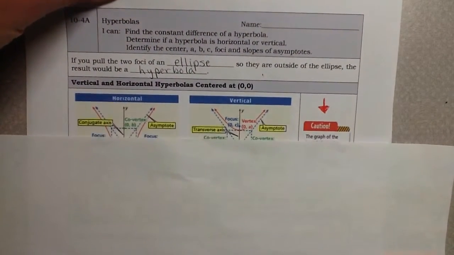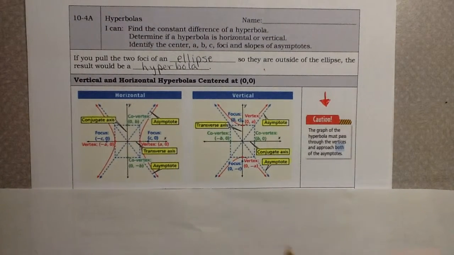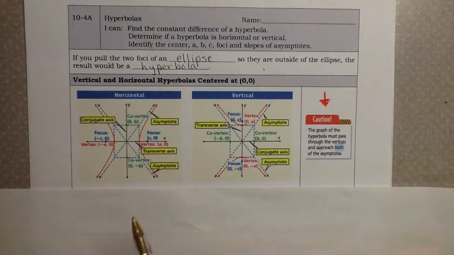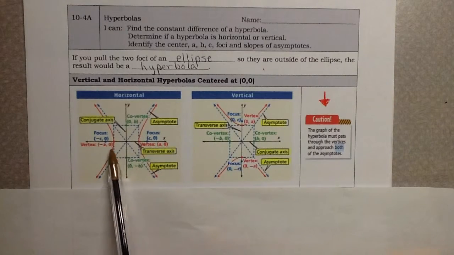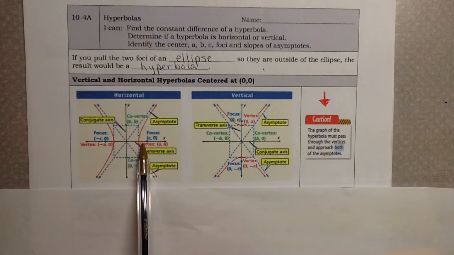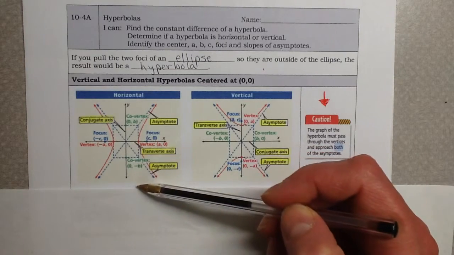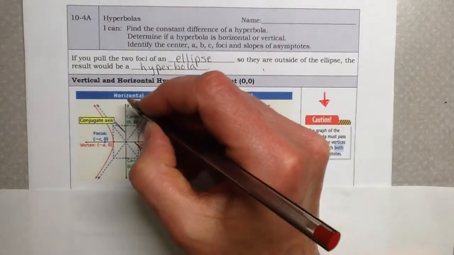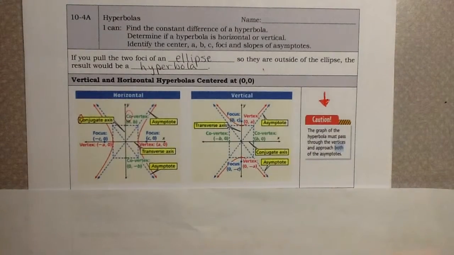Now these are vertical and horizontal hyperbolas that are centered at 0, 0. Now I've highlighted in yellow some things that are different, or new. So with a hyperbola, instead of a major and minor axis, you're going to have a transverse axis, which is the axis that the vertices are on, and you're going to have a conjugate axis, which is the axis that the co-vertices are on. So you can kind of just remember that the conjugate axis starts with a C, and the co-vertex starts with a C.